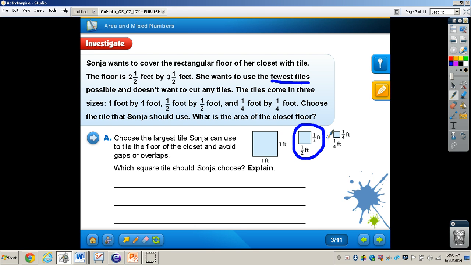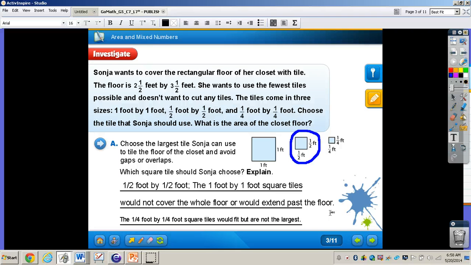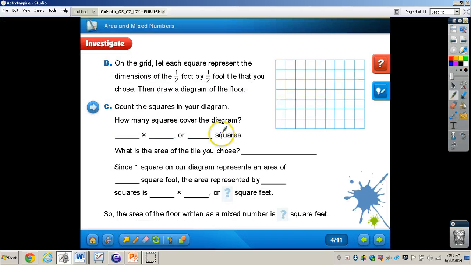And let's write this explanation down. I'll have it for you here. Okay, here's the answer that I do want you to copy down. 1.5 foot by 1.5 foot would be the answer. The 1 foot by 1 foot square tiles would not cover the whole floor or would extend past the floor. However, the 1/4 foot by 1/4 foot square tiles would fit, but remember they're not the largest and would not be the fewest tiles.